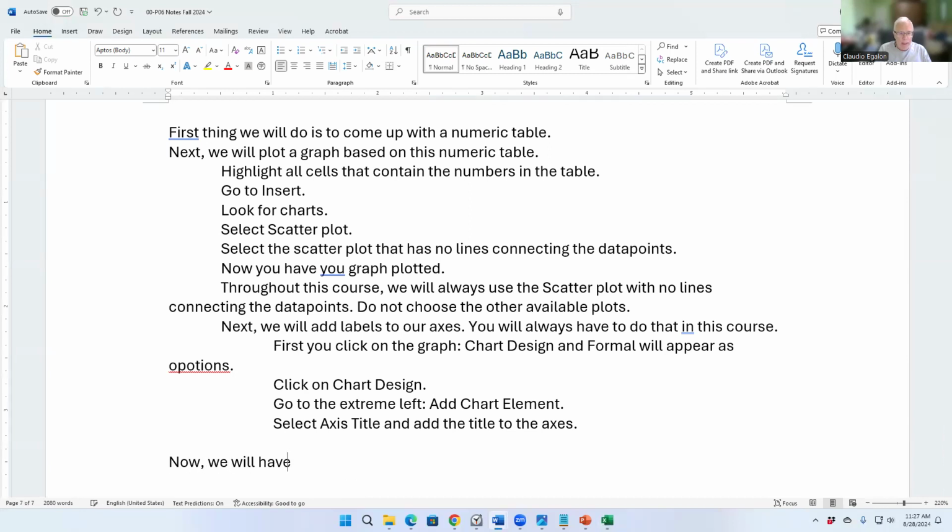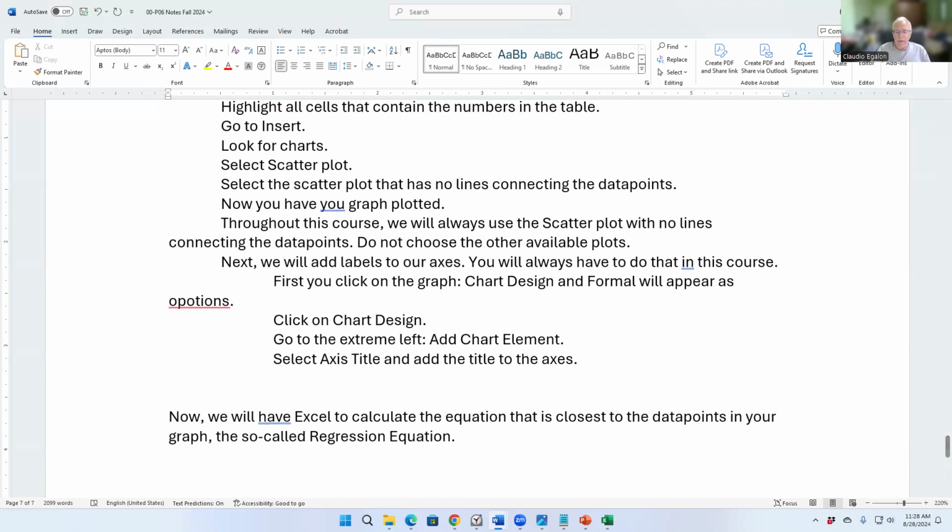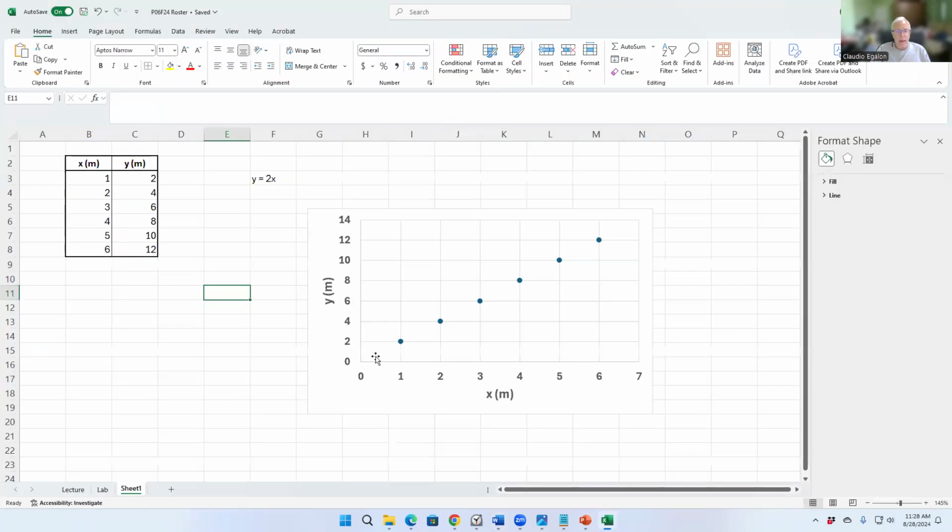we will have Excel calculate the equation that is closest to the data point in your graph. Okay, there's a mathematical process to do that. The so-called regression equation. So what Excel is going to do now is tell me what's going to be the equation that's closest to this data point distribution.